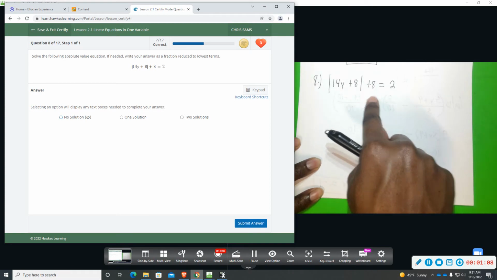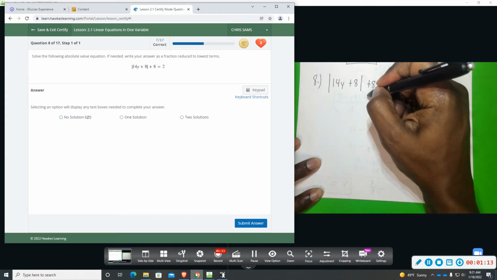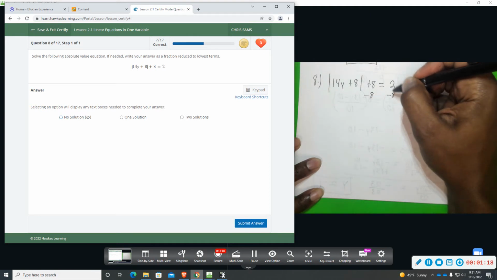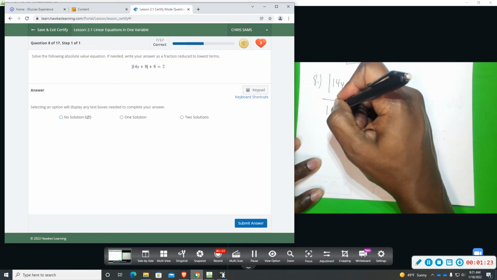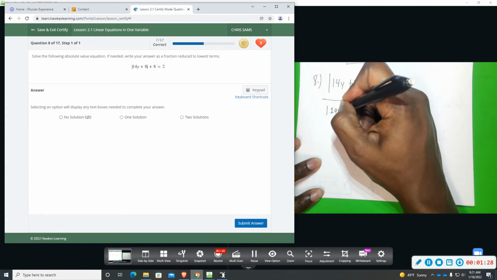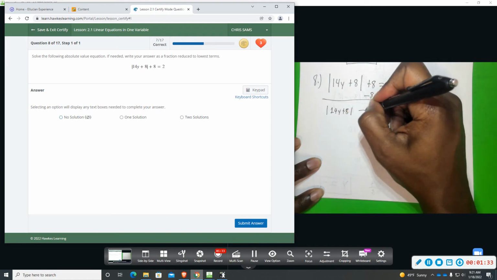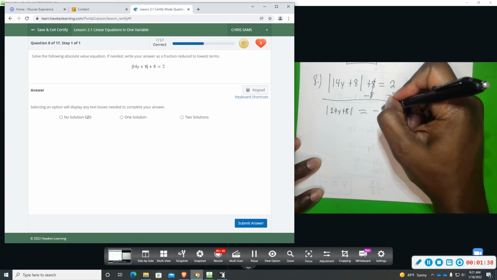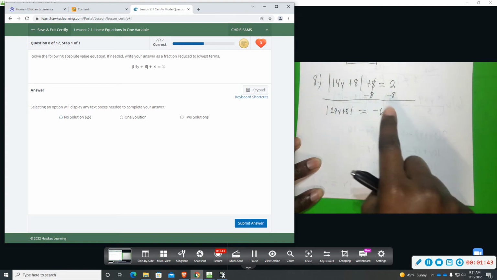So I'm going to add 8, or actually subtract 8 to move it over. Minus 8, minus 8. Alright, so I'm going to bring down the absolute value expression. So absolute value of 14y plus 8 is now equal to, this 8 cancels out, and we have 2 minus 8 is going to give us a negative 6. Okay, so now it's in a setup that we can solve. Absolute value by itself, and then we have a number.